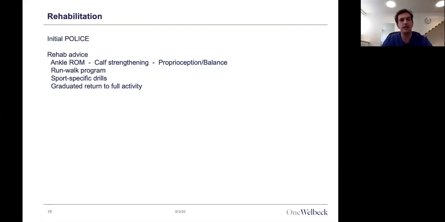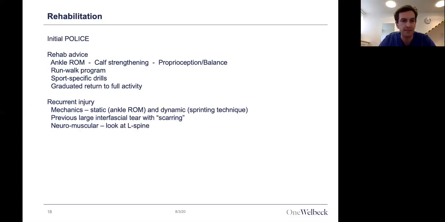So initially we protect, optimally load, ice, compress, elevate. From there, I would always consider getting the opinion and advice of a specialist physiotherapist. We're looking to optimize range of movement, start to work on calf strengthening and balance. From there, we'd progress on to a run-walk program. And then as we get further along in the rehab program, we're starting to introduce sport-specific drills and then a graduated return to full activity.